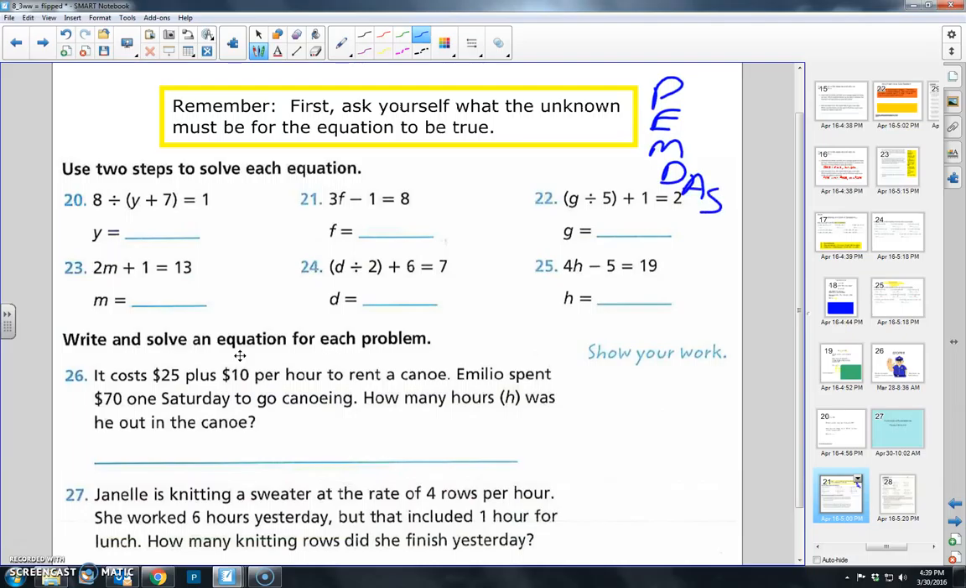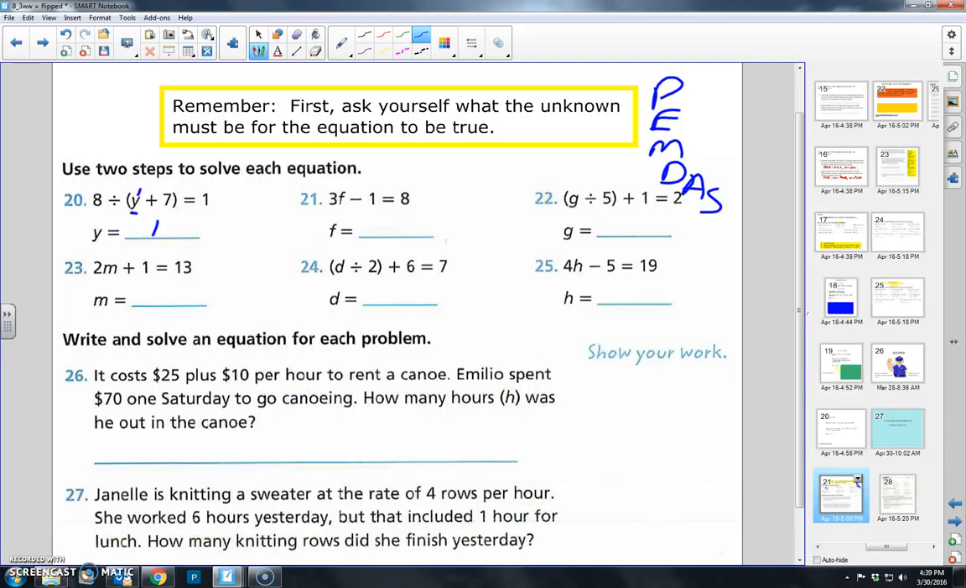So parentheses first. So something plus 7, 8 divided by that. So what I'm going to do is I'm going to subtract 7 on this side, so this is going to be 0. And I'm going to add 7 on this side to 8. So now I have 8 divided by 8. Oh, that's wrong. Let's do it this way. So something plus 7. I'm going to divide that. So 8 divided by y is going to equal 1. So 1 plus 7 equals 8. 8 divided by 8 equals 1.